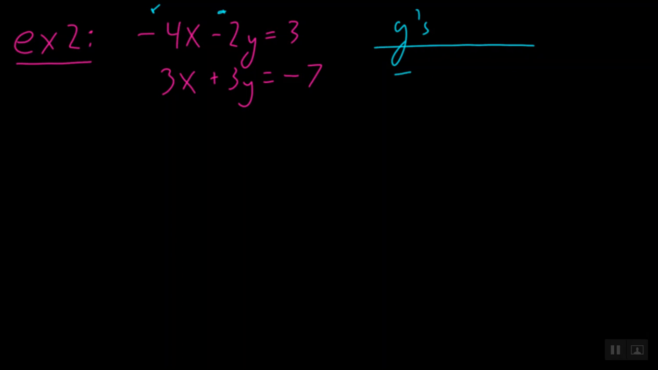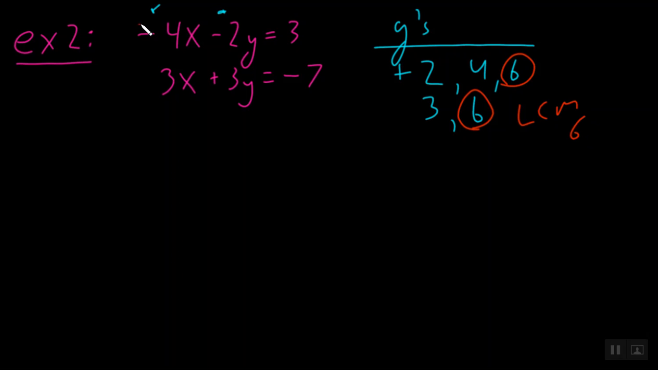And I see that my y values are negative 2 and positive 3. Now the negative really doesn't matter here, we're just finding the LCM. So let's write out the multiples of 2: 2, 4, 6, and the multiples of 3 are 3 and then 6, and we have our LCM. We have an LCM of 6. Now this is what we are going to try and get both of our y terms to become.